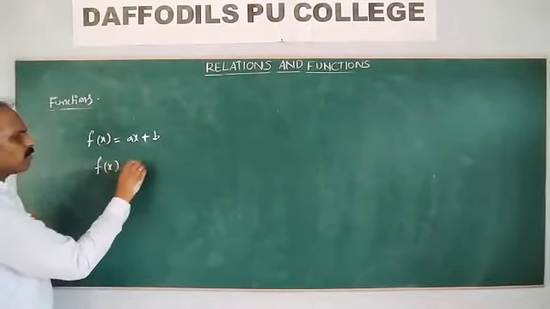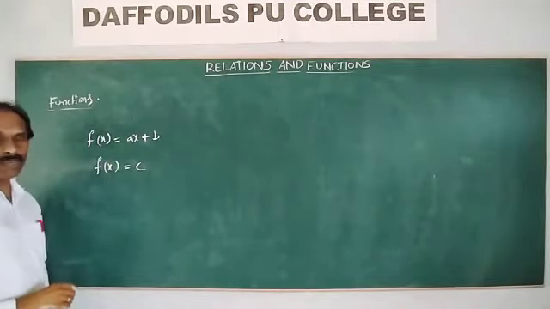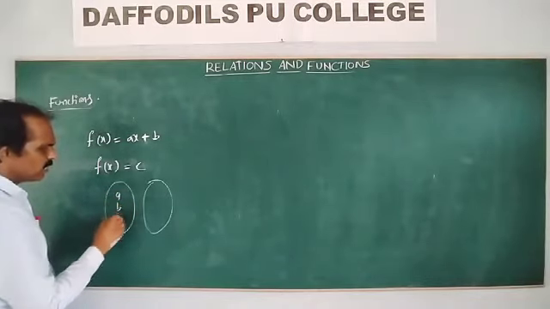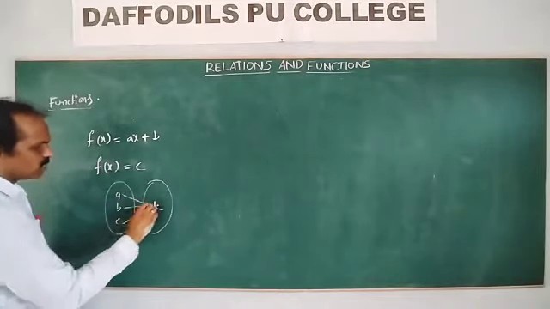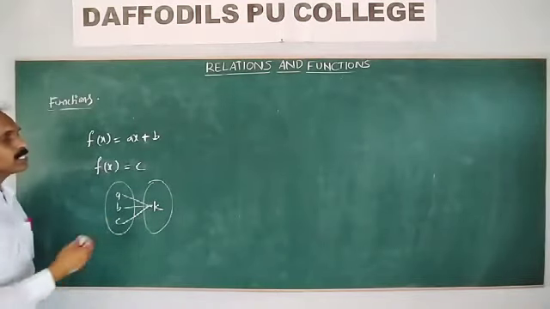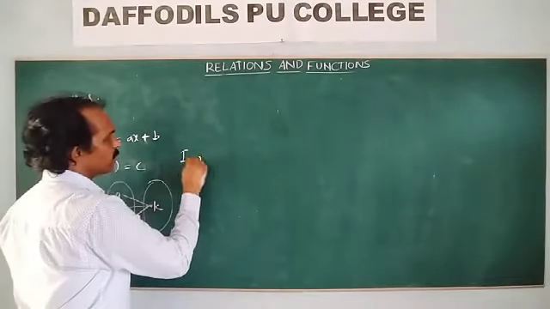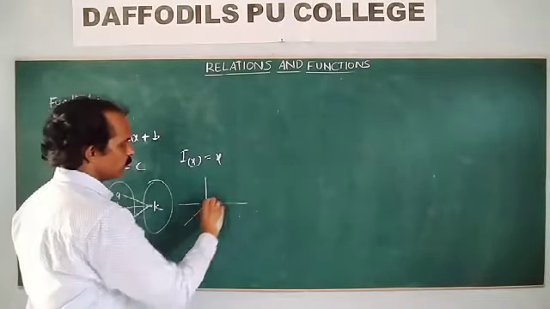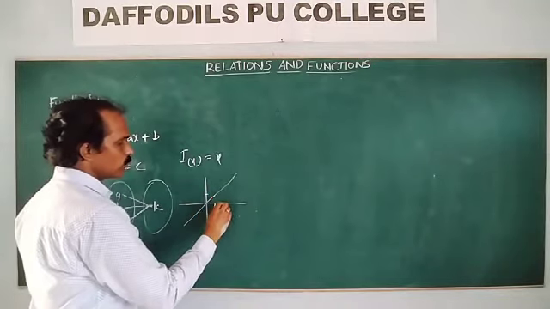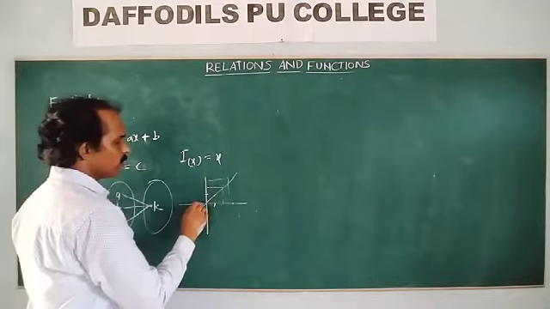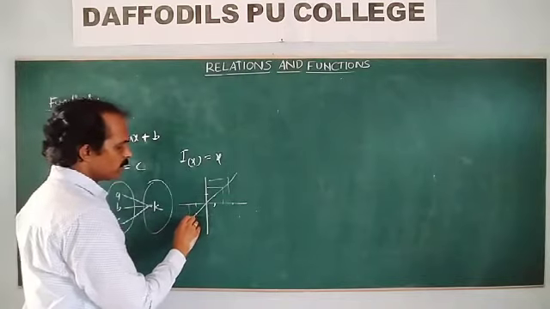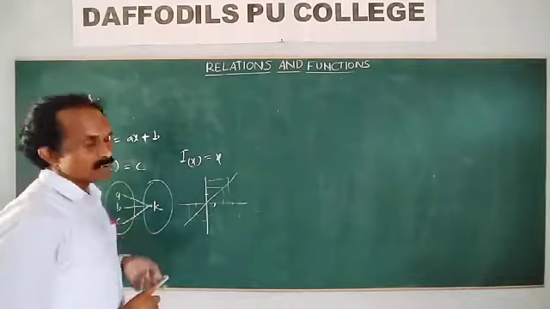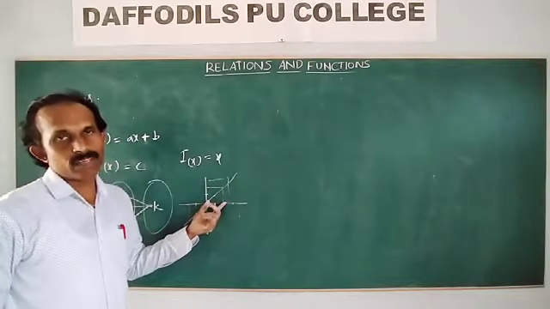Constant function. f of x is equal to c. What is the constant function definition? All of the domain has a single range, that is called a constant function. Next, identity function. f of x is equal to x. That is nothing but for 1 it is 1, for 2 it is 2, for 3 it is 3, for minus 1 it is minus 1, for minus 2 it is minus 2, like that. This is the identity function. Linear function, constant function and identity function.